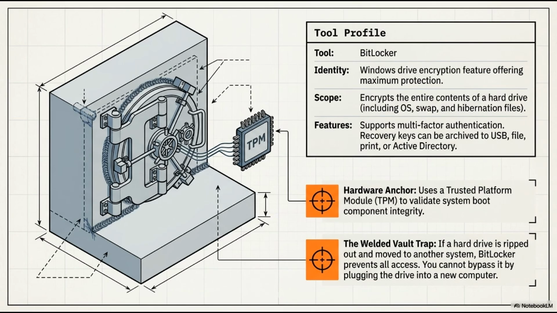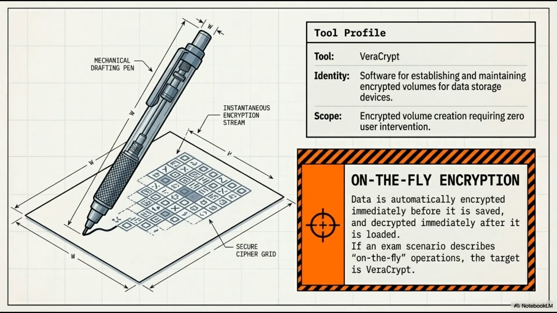That is brilliant. Okay, now we're on slide 6, titled Tool Profile, Vericrypt. Another fantastic tool. And the visual here is highly specific. It's a mechanical drafting pen drawing a secure cipher grid onto paper. Yeah, drawing it as it moves. Right. So help us understand Vericrypt.